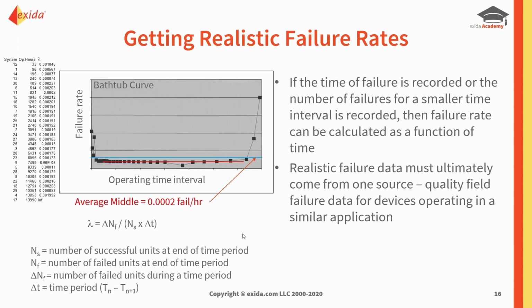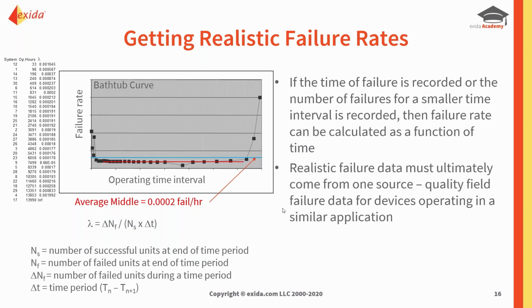So again, if the time of failure is recorded, or the number of failures for a small time interval is recorded, and we use 1 hour as the smallest time period, then you can calculate a failure rate. So we usually express failure rates for a given hour and time. And you can use this formula of lambda equals delta NF, where the delta NF is the number of failed units during a time period divided by the number of successful units left times the time period. So this is the approach that's taken.